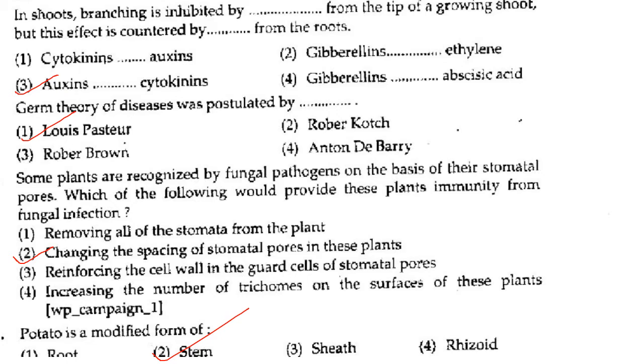Next one, potato is a modified form of: option 1 root, 2 stem, 3 sheath, 4 rhizoid. Answer is option 2 stem.